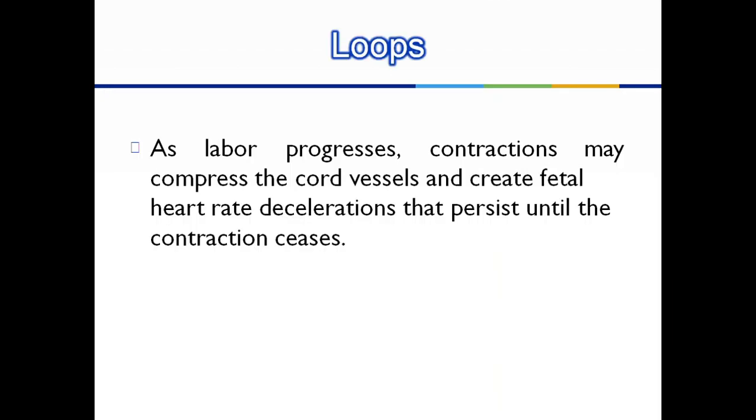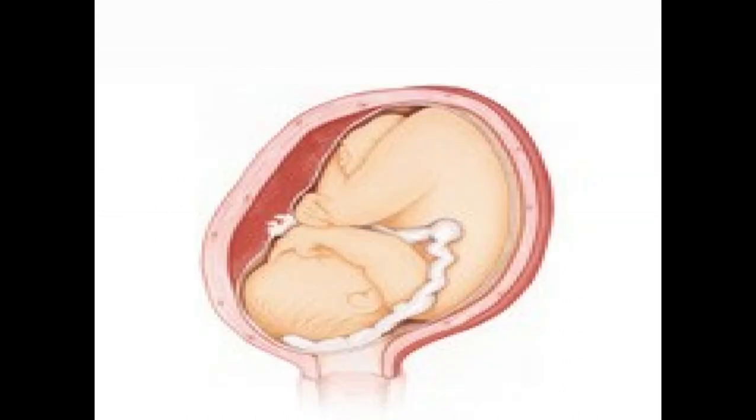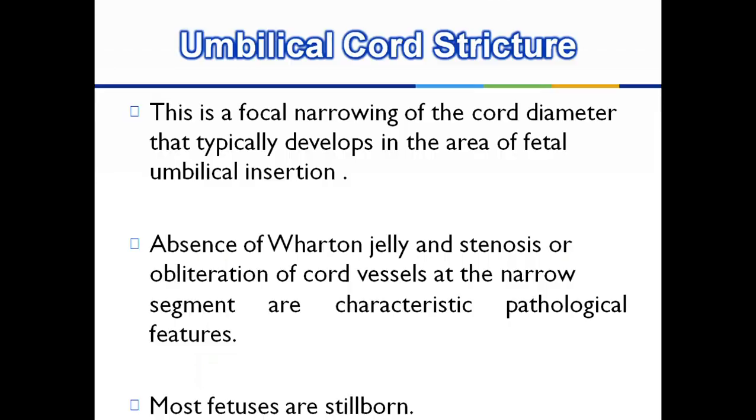As labor progresses, contractions may compress the cord vessels and create fetal heart rate deceleration that persists until the contraction ceases. Funic presentation, cord prolapse, or fetal heart rate abnormalities are associated labor findings. Funic presentations may be identified antenatally with sonography and color Doppler. If present during labor, cesarean delivery is typically indicated. This is the funic presentation or cord presentation.